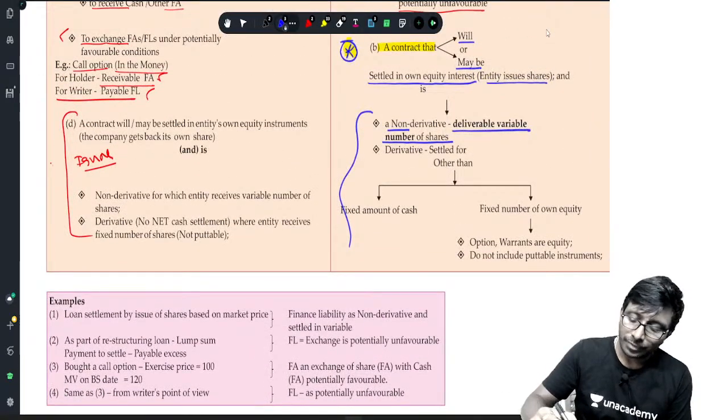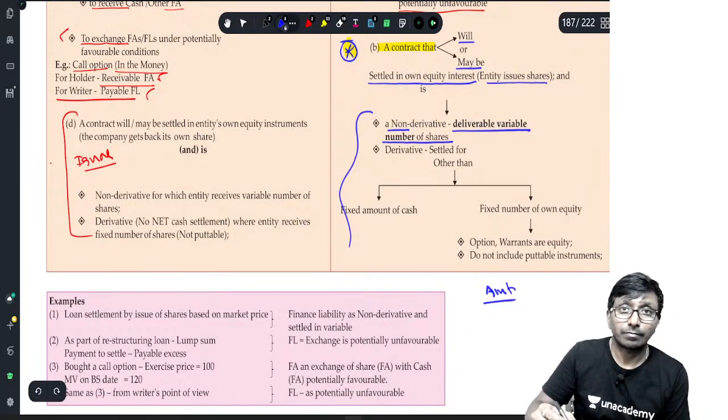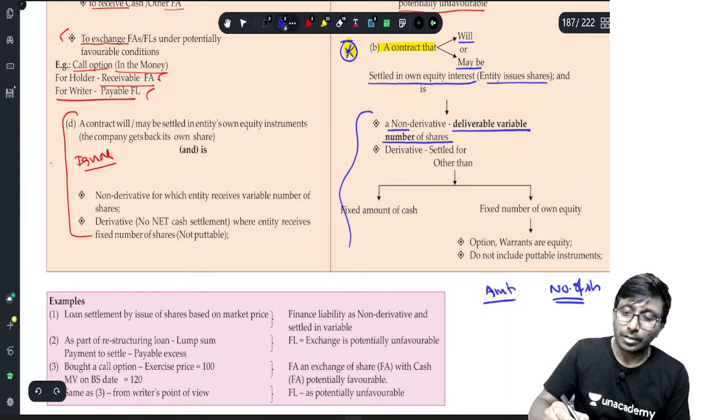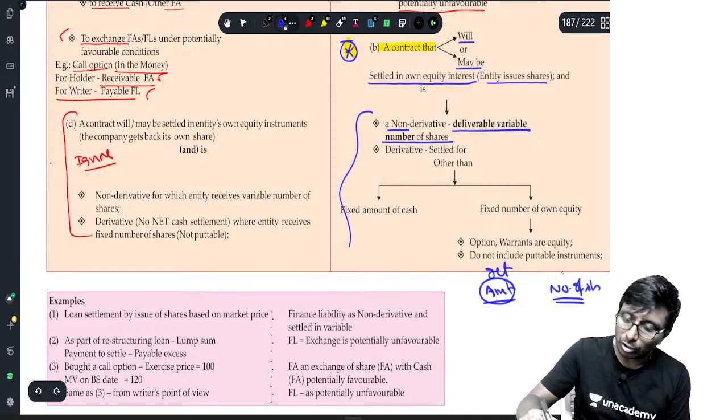What do I say? Correct. Now, what is the amount you are supposed to pay? Got my point? Correct. And what are the number of shares? Correct. Now, what is the number of shares you are going to get? Sir, I am going to get. What are we going to get, and what are we going to give? What you are going to give?